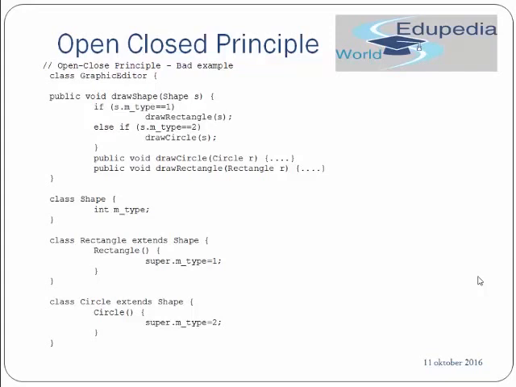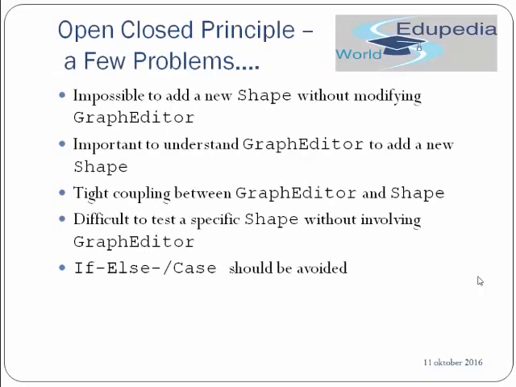And then we are having draw circle and draw rectangle methods inside draw shape. So you see how highly tightly coupled it is, in a way that, in order to make any changes, we need to change a lot of our code. So this is actually a bad example.